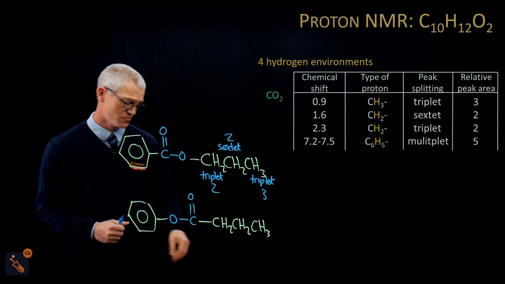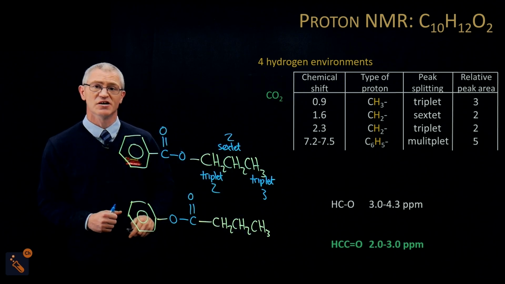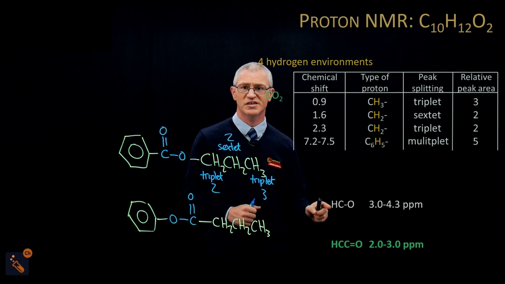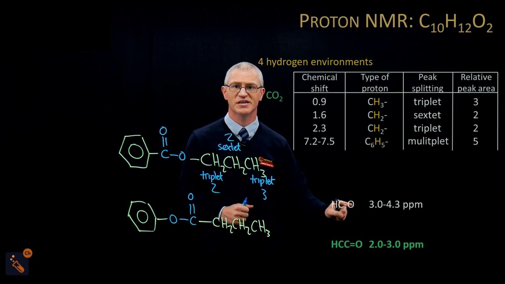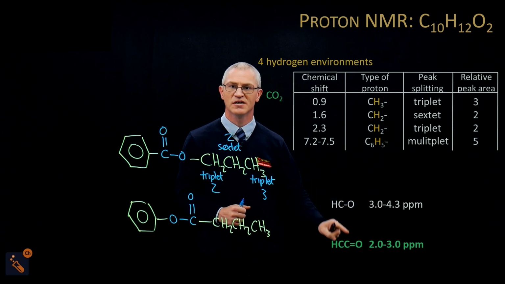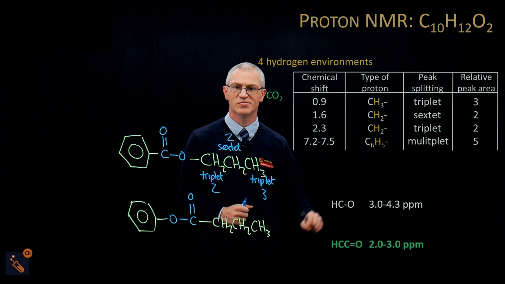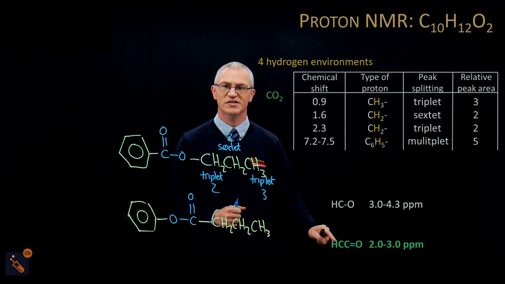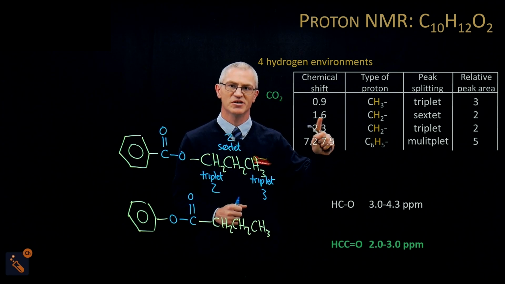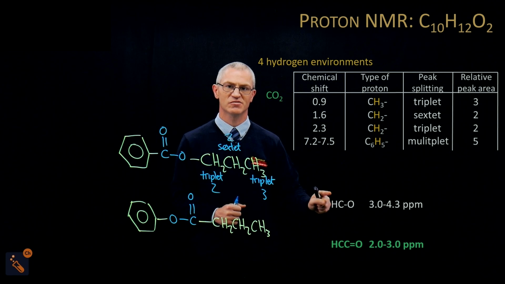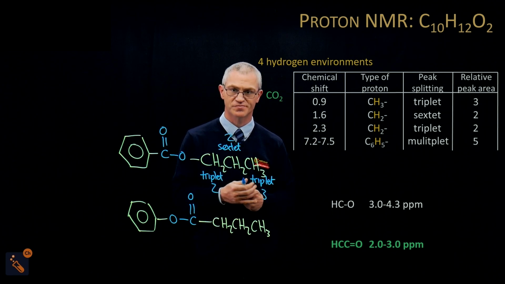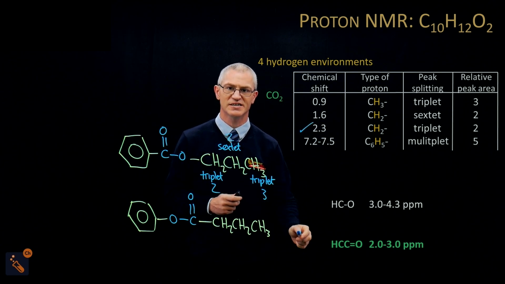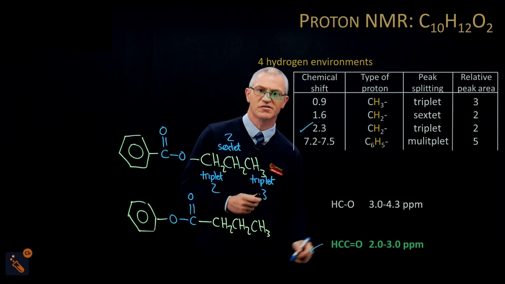So how do you get it right? All we have to do is look at our datasheet. Our datasheet has two different ppms. If you look here, a hydrogen on a carbon connected to an O is 3 to 4.3. A hydrogen on a carbon connected to a C double bond O is 2 to 3. So they're two different ppms. All you have to do is look down here and go, right, where's one of mine? Is any of mine in those regions? This one that I've got right here is in that region, and it's in this region down here.